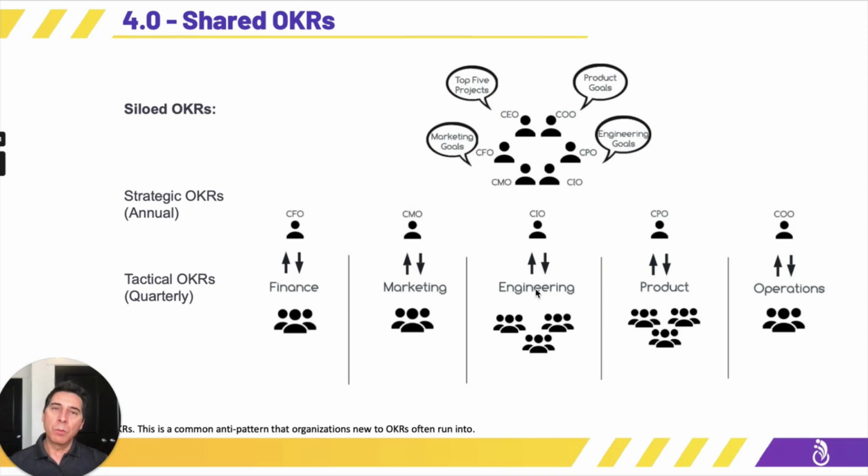And the problem with that is that each silo works within their own silo, and they're only concerned with what's going on in that particular silo. And part of the problem with that, and the reason we get those siloed OKRs, is because at our C-suite, we're having conversations around what are the top 5 projects, right? What are the marketing goals? What are the product goals? Engineering goals, etc., right? So we're not talking about what is best for the company. What are the company goals right now? Instead, we're talking about siloed goals and top 5 projects, right?